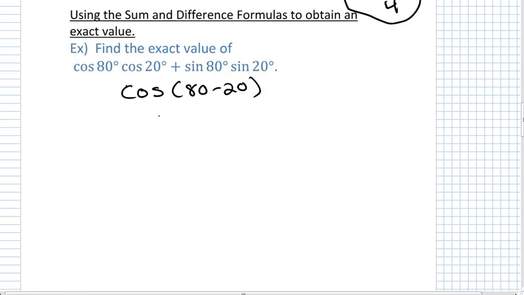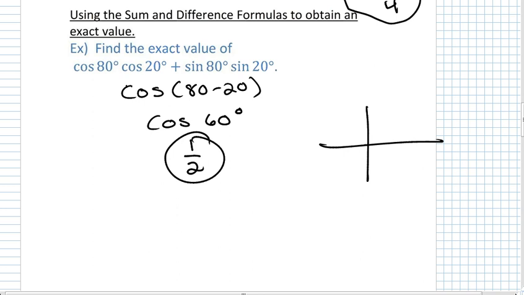Well, what is 80 minus 20? That is the cosine of 60. And the cosine of 60 is 1/2. And if I didn't know what that was, I could draw the picture. The 60 degrees, I know this is square root of 3, 2, 1, so that's how I know it's 1/2.